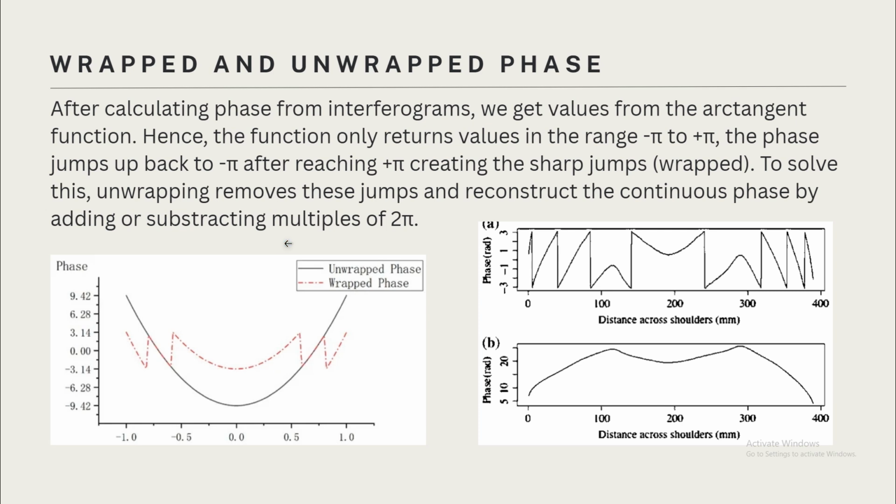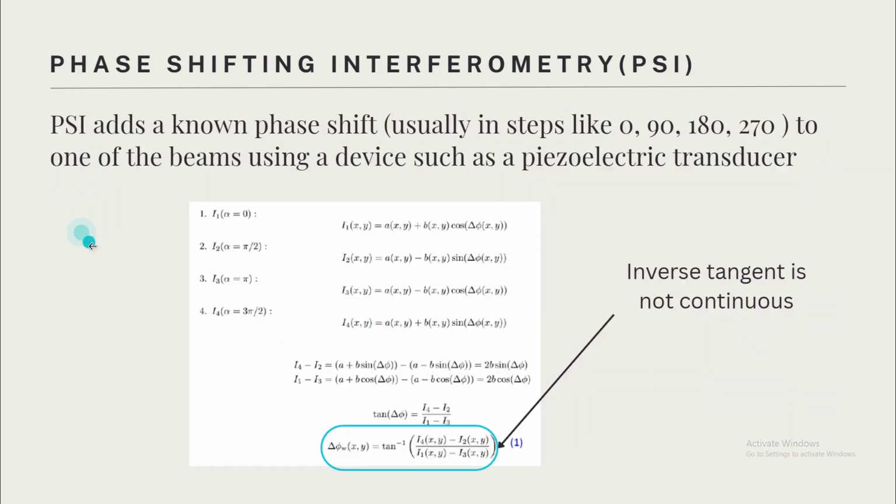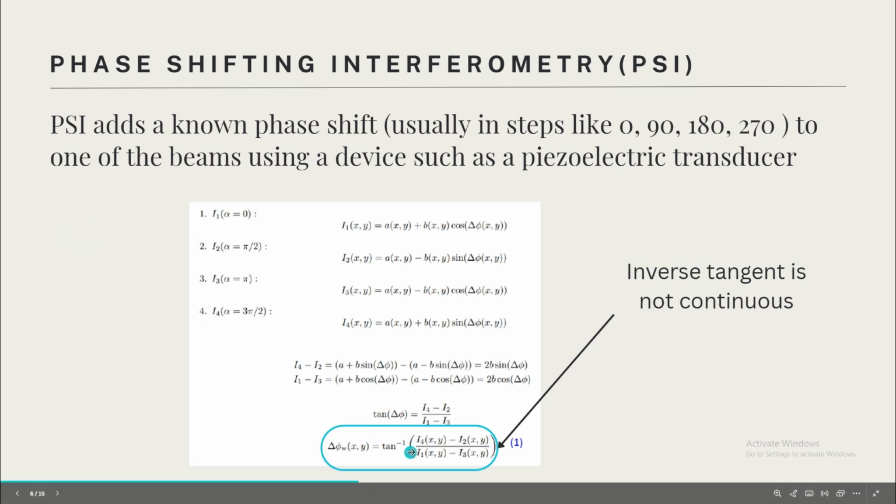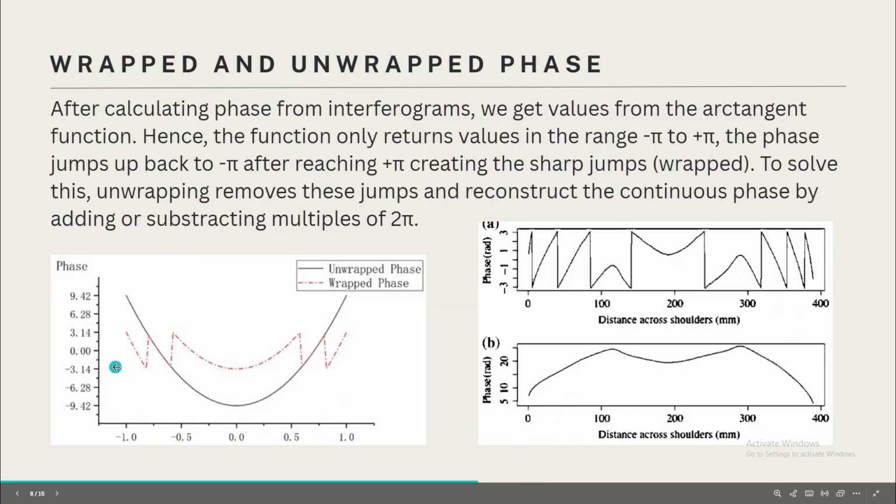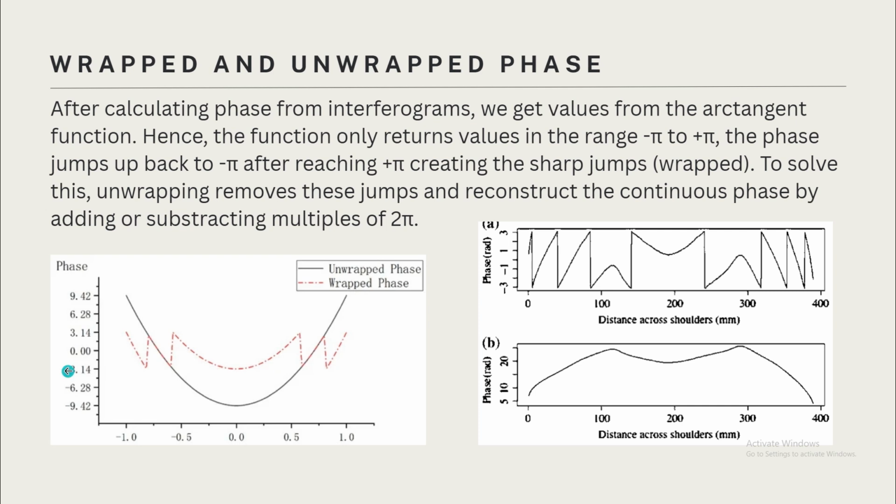After observing the interference patterns and calculating the phase, we see that it's an arctangent, an inverse tangent, right here, in terms of I1, I2, I3, I4. And what that implies is that it's restricted on a scale between negative pi and pi. So it's restricted between these. So to recover the physical phase, we must use a process called unwrapping.